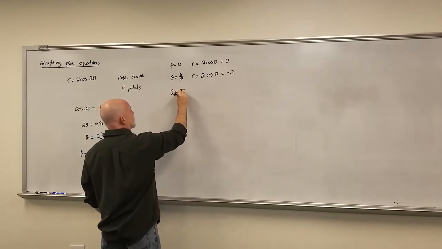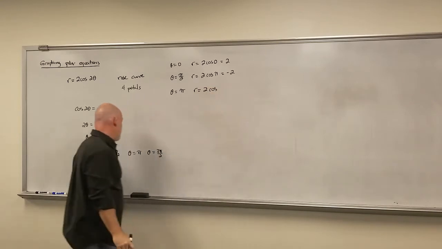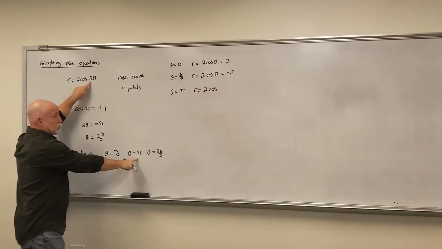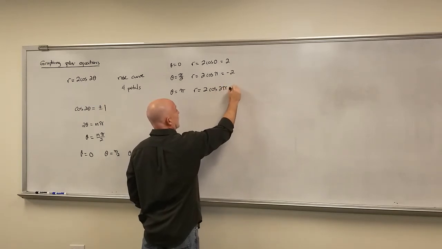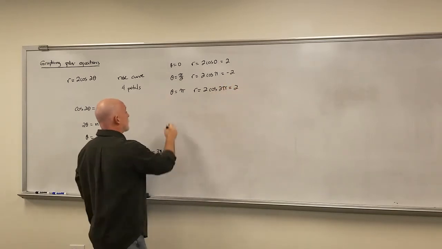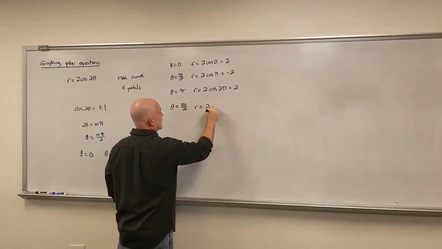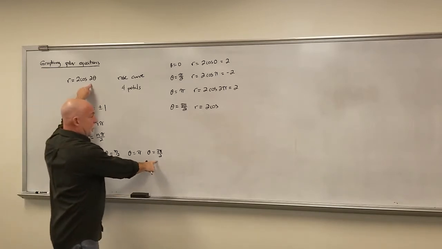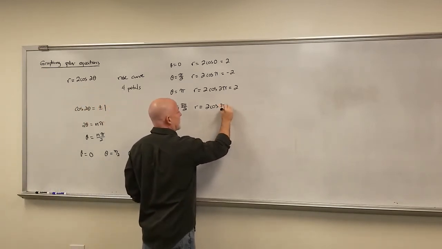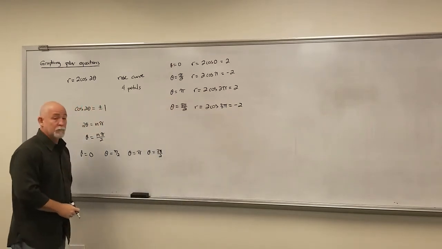If theta is equal to pi, r is equal to 2 cosine 2 theta, so 2 pi. Cosine of 2 pi is 1 again, so that's 2. And if theta is equal to 3 pi over 2, our radius will be 2 cosine of 2 times 3 pi over 2, which would be 3 pi. Cosine of 3 pi is negative 1, so we get negative 2.